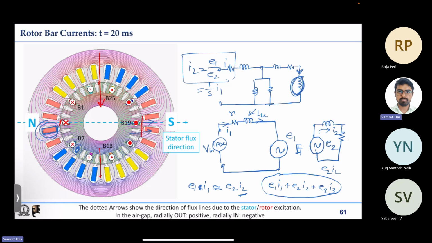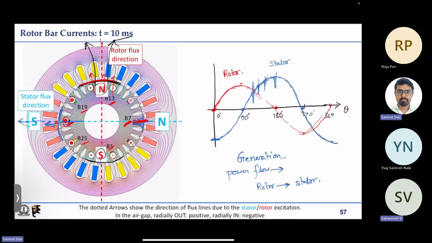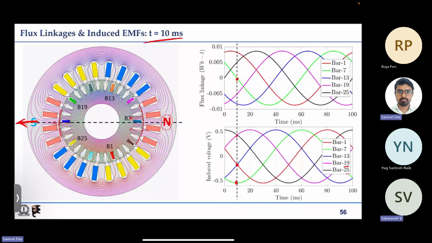Is there any question? Yeah, Samrat, I have one question. Yes. For generators, the prime mover will mainly be a turbine, right? Yes. If they are connected to power lines, the generator will be actually connected to power lines. Yes. So is there any supply that is given to the stator, or will it be only the outputting element?